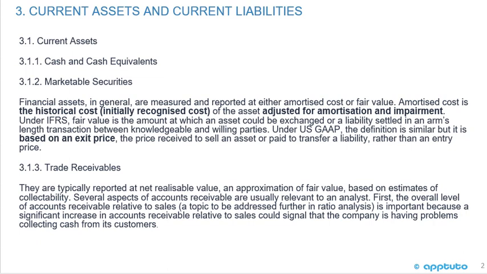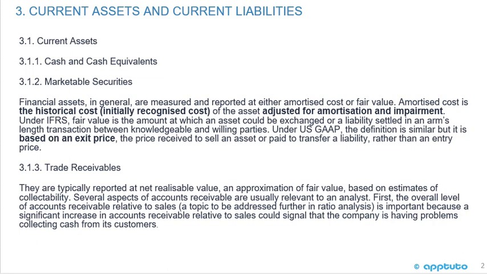Don't need to give a lot of description about what cash is. The next line item is typically marketable securities. Financial assets, in general, are measured and reported at either amortized cost or fair value. Amortized cost is the historical cost, initially recognized cost of the asset, adjusted for amortization and impairment.